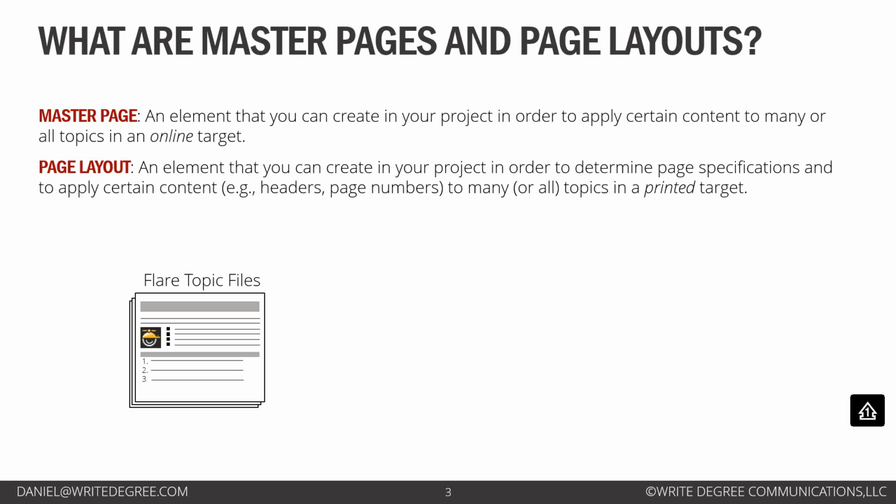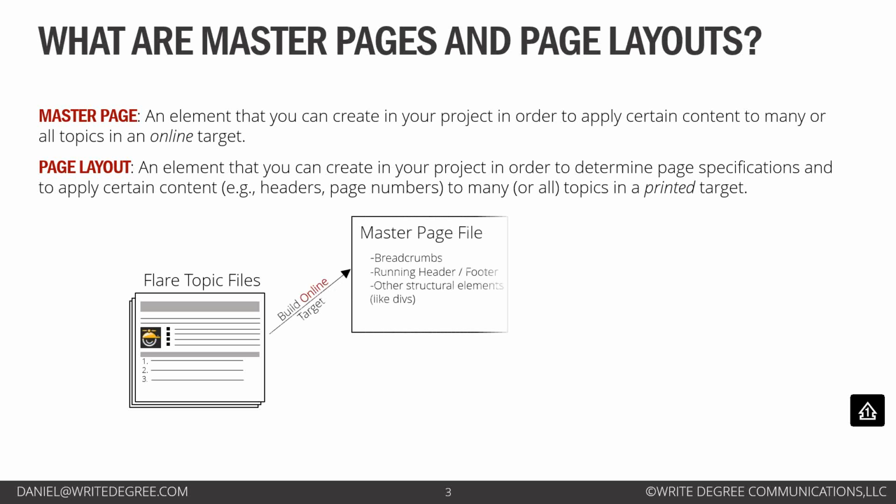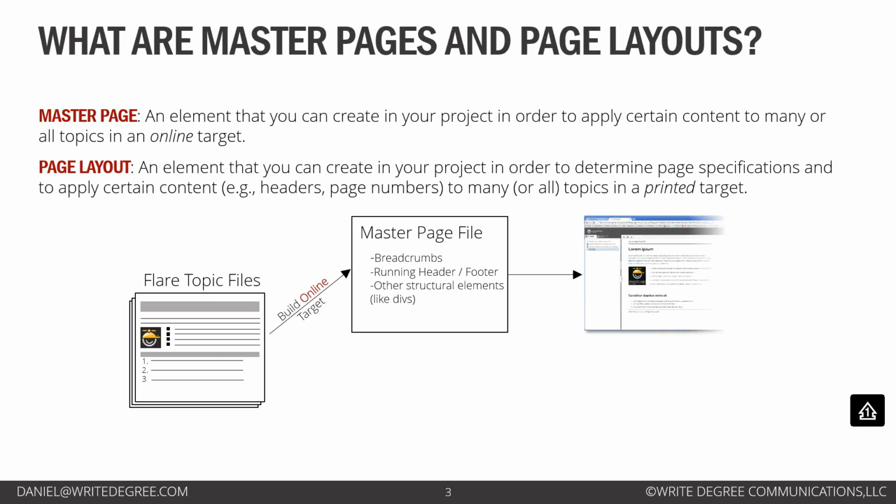And this is where things like master pages and page layouts come in. When you build an online target, let's just say your HTML5 target, you can apply a master page. A master page will specify things like whether you want breadcrumbs on those pages in the site, if you want running headers and footers and what the content of those running headers and footers is. You can put structural elements like divs in your master pages to help structure and arrange your pages on your site. You can even put scripts in a master page. We'll walk through a simple one of those here in just a few minutes. And using this master page file, you can apply common elements to all of the topics in your project and can really deliver a lot of power and a lot of consistency to your online outputs.